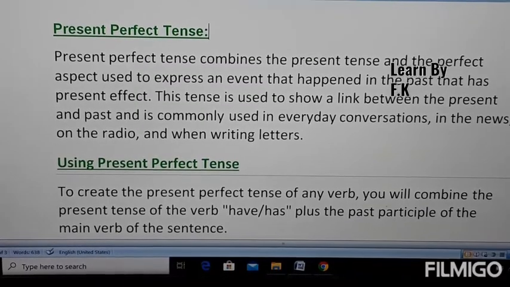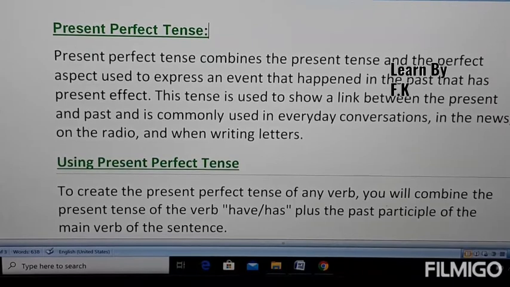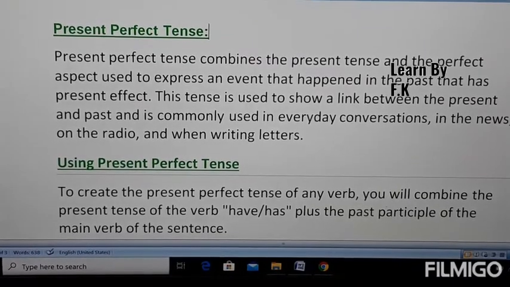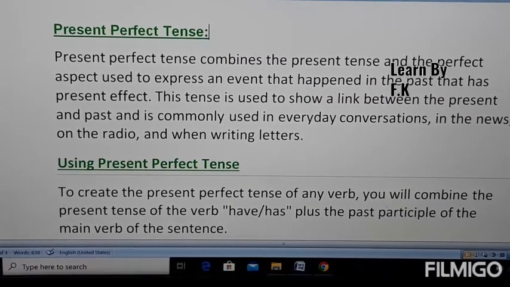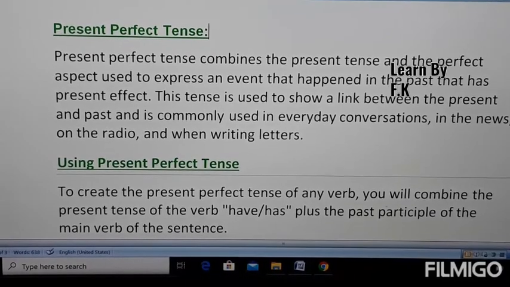Hello viewers, today I am going to explain to you about the present perfect tense. Present perfect tense combines the present tense and the perfect aspect, used to express an event that happened in the past and that has present effect.